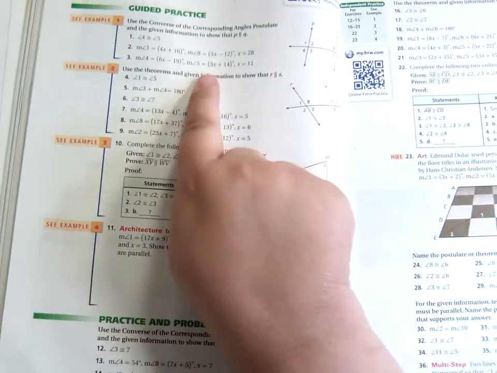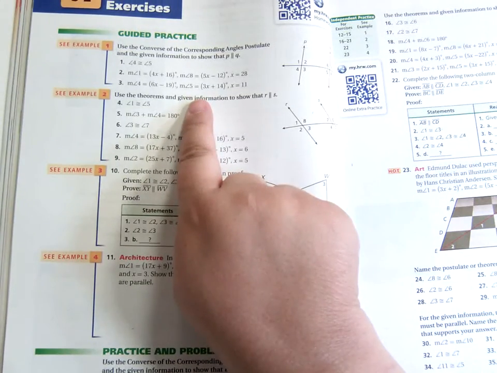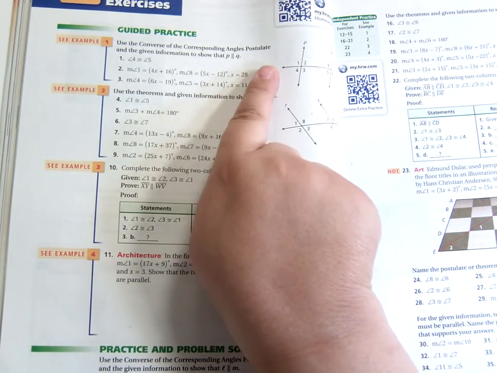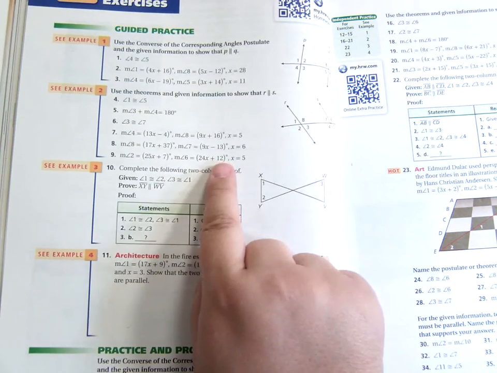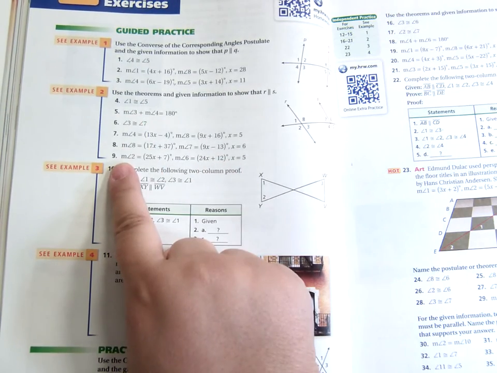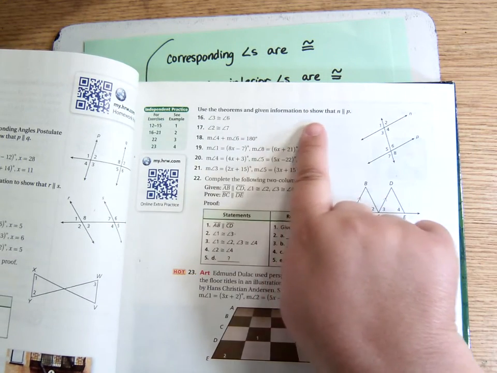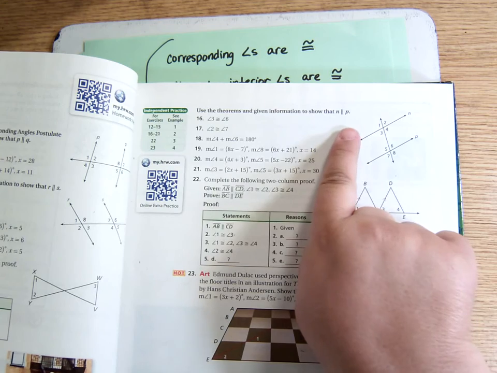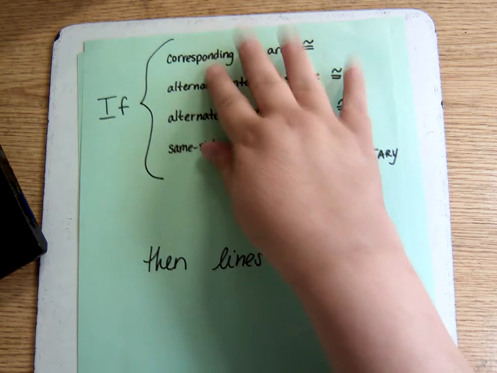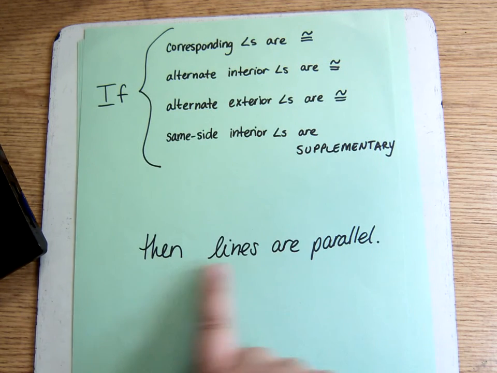Numbers 1 through 3, we did problems just like in class. Those are even telling me that I'm using the converse, so that's pretty clear. 4 through 9 here in your homework are just like, say, 16 through 21. It says use the theorems and given information to show that the lines are parallel. If I'm being asked to show that, I'm using something about the angles to show that the lines are parallel. So those are the converses.